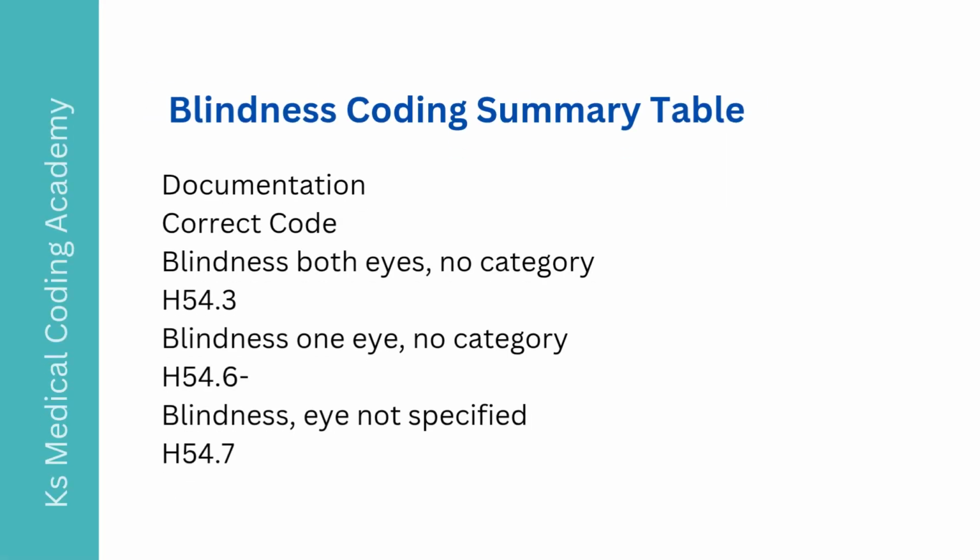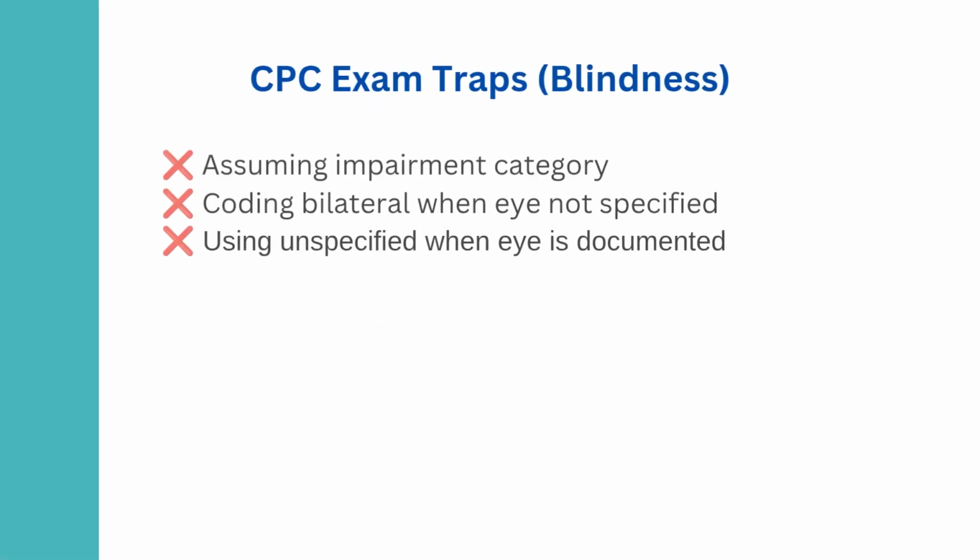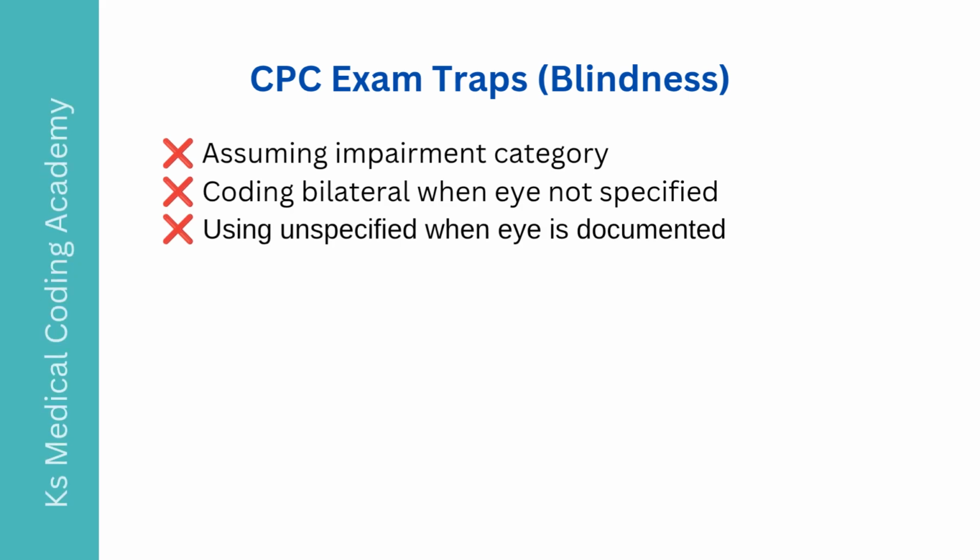Blindness coding summary. Remember: both eyes, no category, H54.3. One eye, no category, H54.6. Eye not specified, H54.7. CPC exam traps, blindness. Common mistakes include assuming the visual impairment category, coding bilateral when laterality is not documented, and using unspecified when the affected eye is clearly stated.